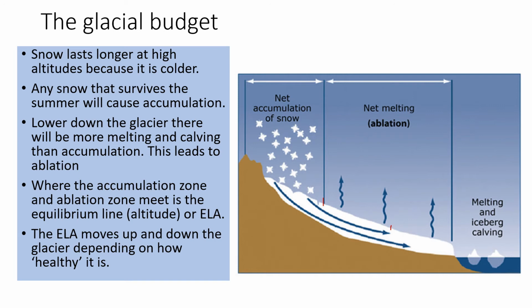If you had a really warm summer, like what we're tending to get more nowadays, that equilibrium line would be higher up. The area where snow survives all the way through the summer would be much higher up the glacier because it'd be warmer. Okay, so the equilibrium line or equilibrium line altitude is really important for showing the health of a glacier, and that is often referred to as the ELA.